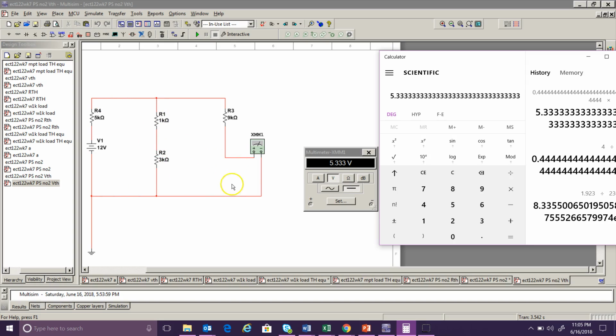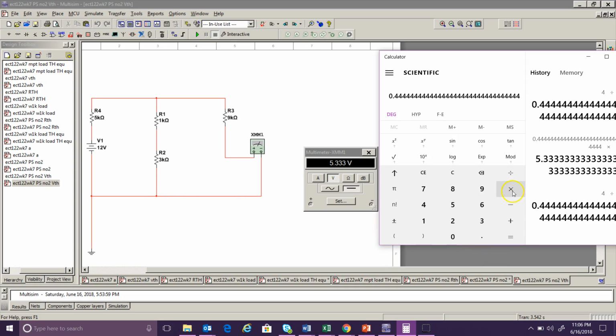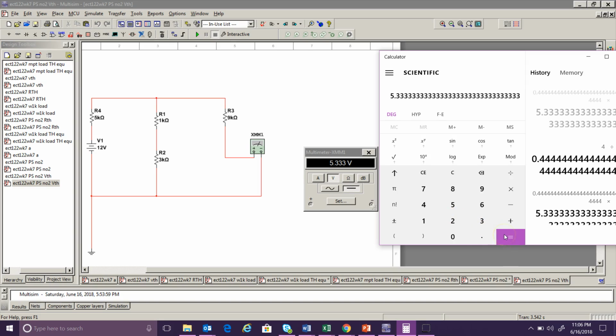So we can use the voltage divider rule and say that this 4K of the 9K total, 3 plus 1 plus 5, and then multiply that times the source voltage. That's our voltage divider rule. And that tells us we have 5.33 volts left here.